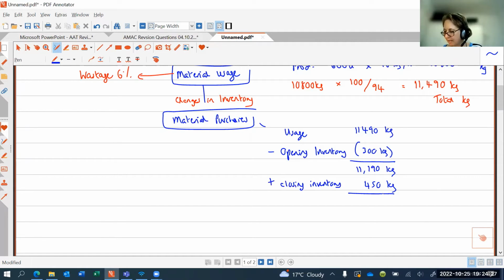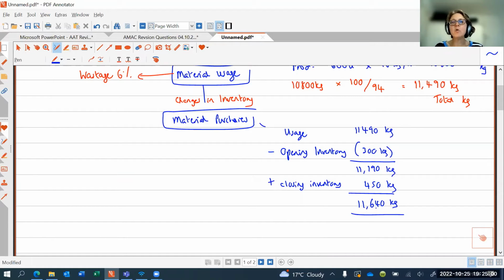So by the time we add the closing inventory on, we get to 11,940 kilograms. And that becomes our answer for the purchases. Oh, that's not very good additions, is it? Let me just try that again. Just looking at that, doing a sense check. I don't think so. 11,640. That looks a bit better. So that's how many I'm going to buy.